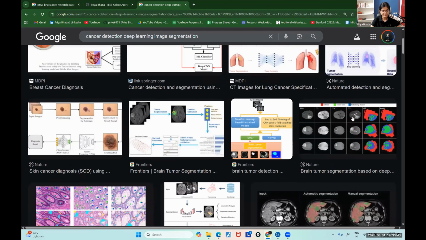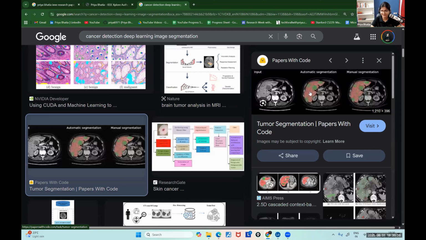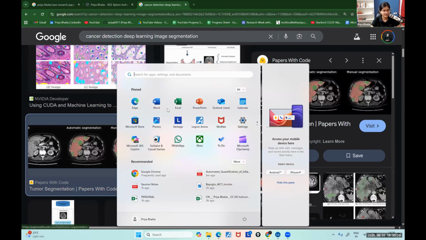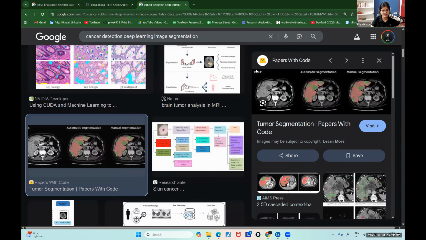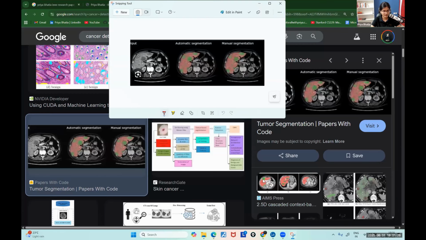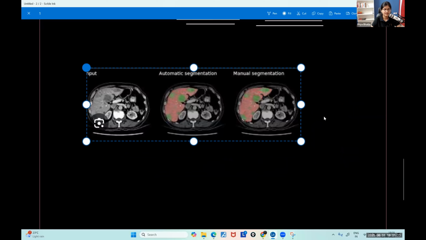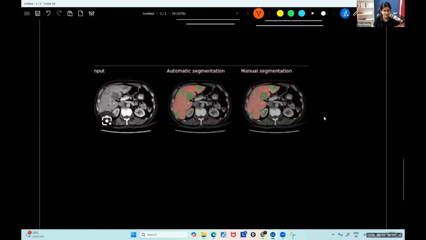Now here you can see, right? Can you see these green cells? Let me showcase it to you. These green cells might be the cancerous cells. Obviously, I have to check the research paper, but definitely, this is the input image that we will be having.